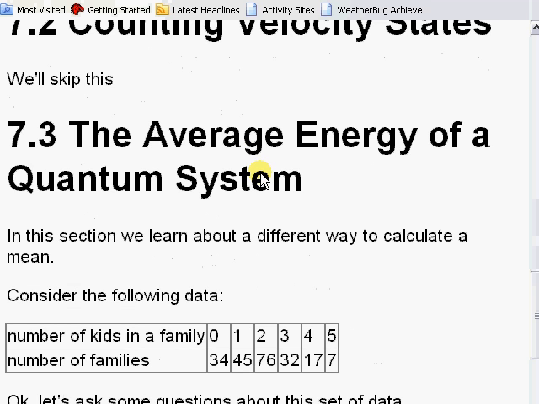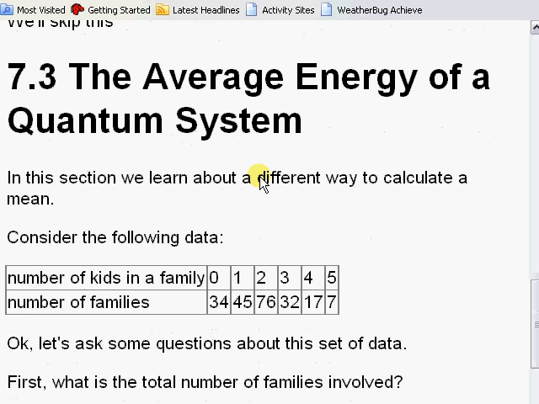Okay, so let's look at the average energy of a quantum system. Why might we care? We'll care in the later sections, but this section is really just a math thing. It's just a different way of calculating means. So I just made up some numbers here.